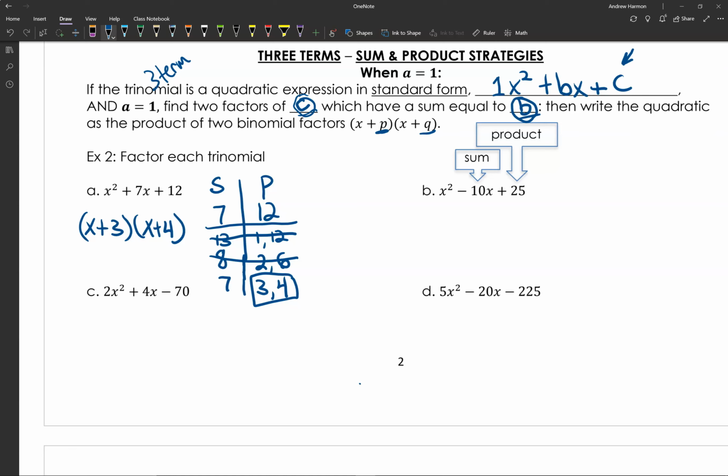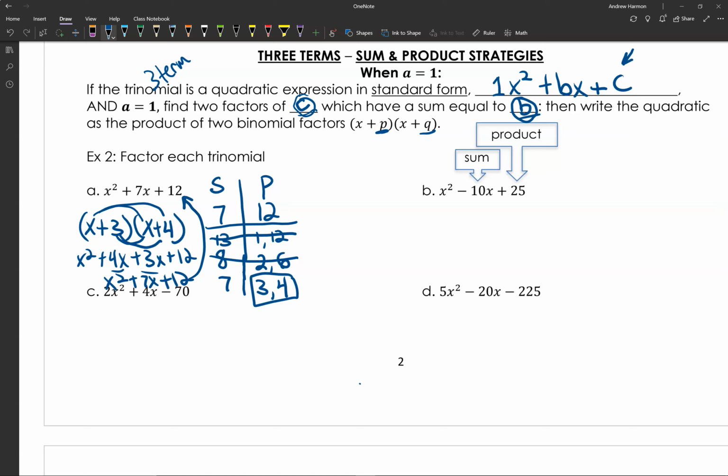Now, if you're wondering how this equals that, remember back from the original multiplying distribution, if we were to multiply this back out, we would get x times x, which is x squared, x times 4, which is 4x, and then 3 times x, 3x, 3 times 4, which is 12. And then we combine the 3x and the 4x, and we get x squared plus 7x plus 12, which, hey, is the same as that.